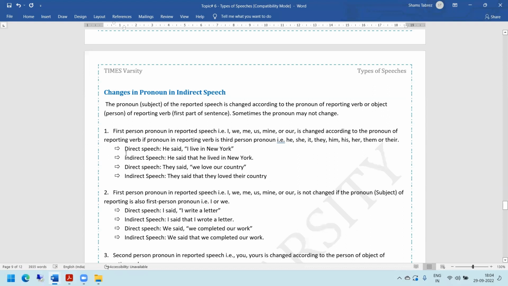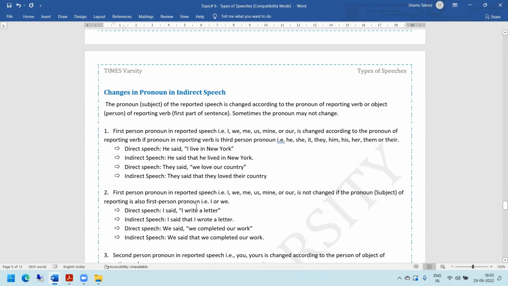One example, direct speech: He said, "I live in New York." Indirect speech: He said that he lived in New York. So I is changed to he, because he is the actual person who is speaking. Direct speech: They said, "We love our country." Indirect speech: They said that they love their country.